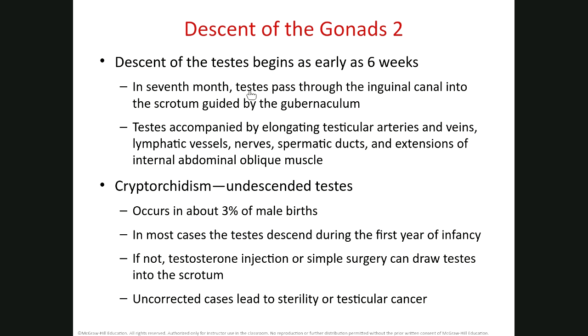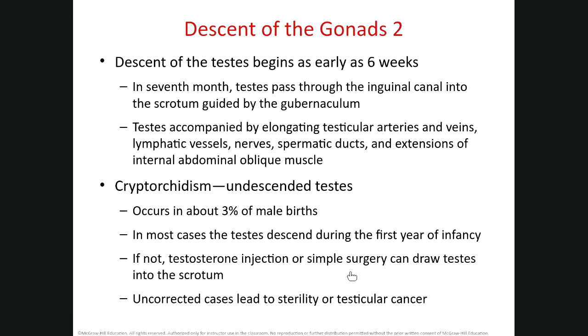When the testis fails to descend, we call it undescended testis, it's called cryptorchidism. Breaking it down, crypt or kidism. Ism means condition of. Crypt is hidden, like Tales of the Crypt, right? And orchid is the testis. That's the medical term for testis. So undescended testis is condition of hidden testis. Happens about 3% of male births.